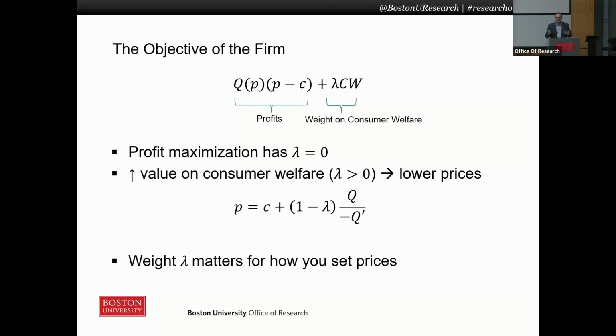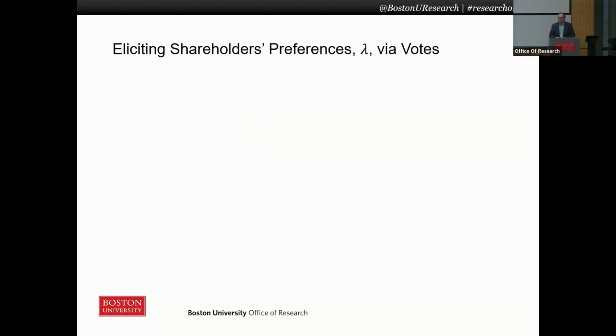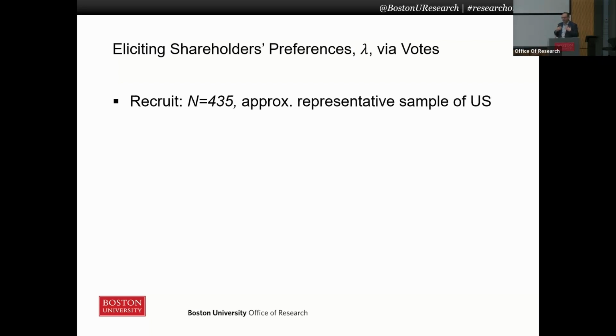And so the weight that shareholders would like firms to place on consumers matters for how firms set prices, and we can think about how that impacts consumer well-being. So how do we know what shareholders want firms to do? We can elicit shareholder preferences via votes, strategic votes. And so that's what I did here: recruit an approximately representative sample of the US, about 435 individuals, and have them answer strategic survey questions about how you would vote on a firm strategy.